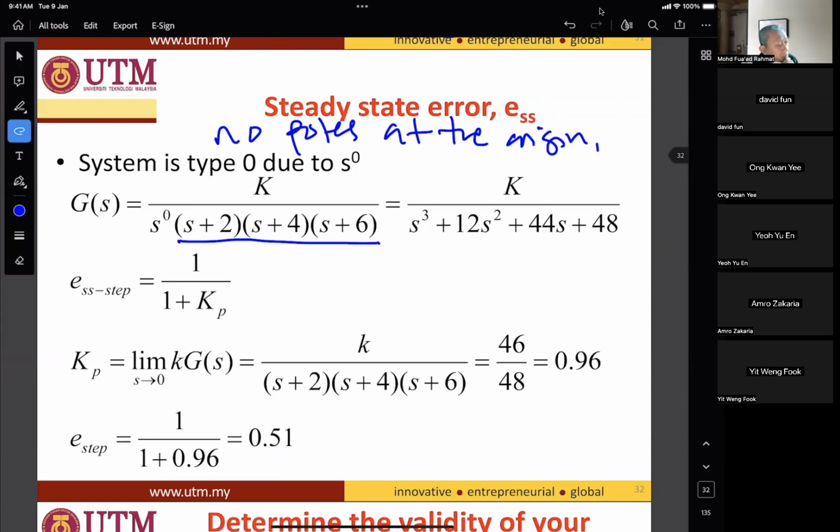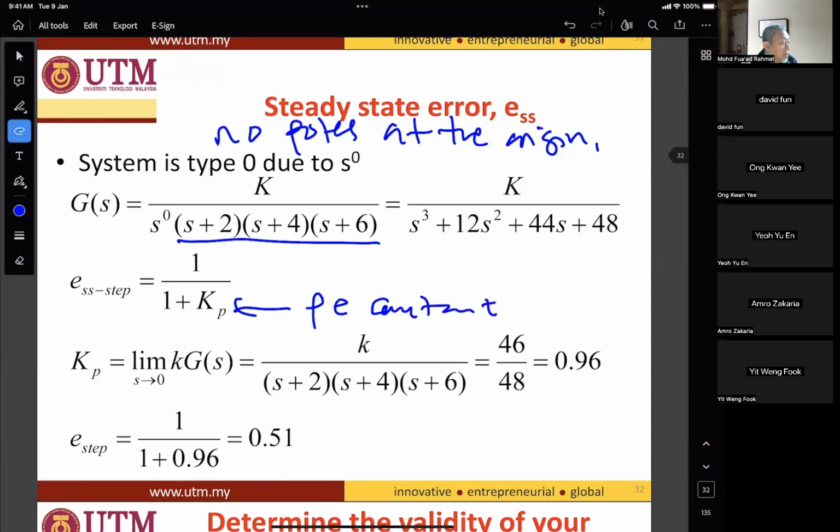Okay. So the origin is empty, so the system is type 0, due to the s power of 0. So s power of 0 is 1. So we have to use the position formula, the KP, position error constant.